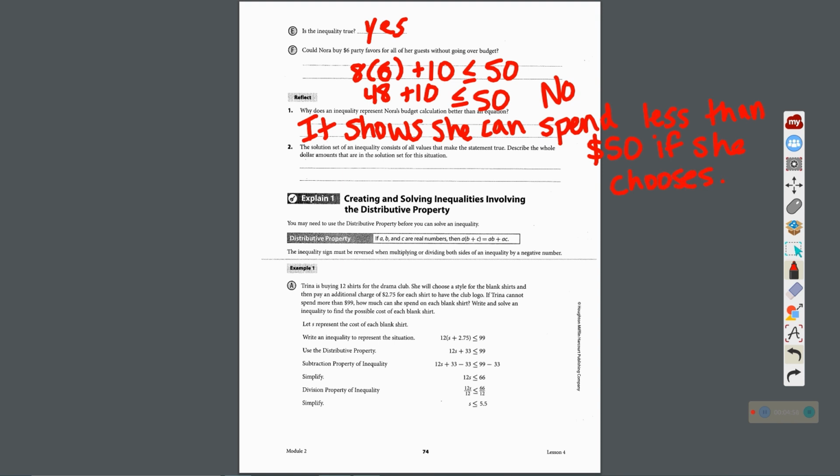2. The solution set of an inequality consists of all values that make the statement true. Describe the whole dollar amounts that are in the solution set for this equation. So she could buy $0 party favors, $1 party favors, $2 party favors, and, oh, not 6. 6 was too expensive. What about 5? 8 times 5 would be 40, plus 10 would be 50. So 5 is the maximum that she can spend.